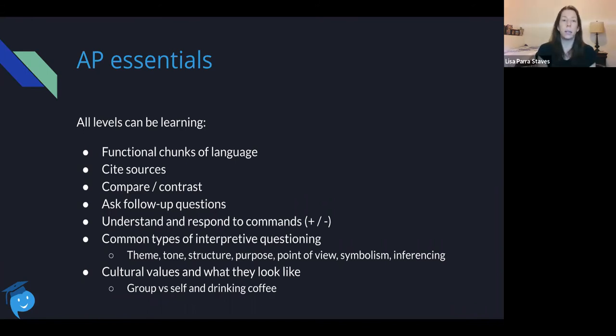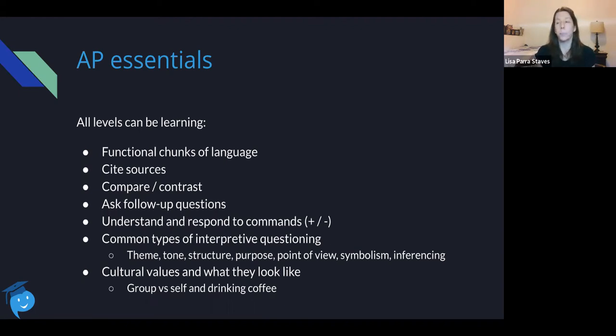Like I mentioned a couple slides ago as well, getting students used to common types of interpretive questioning can be done simply through using interpretive IPAs. Questions that talk about the theme, the tone, inferencing, symbolism, point of view, the purpose, and cultural values, and how cultural values show up. What do they look like? What do they sound like?